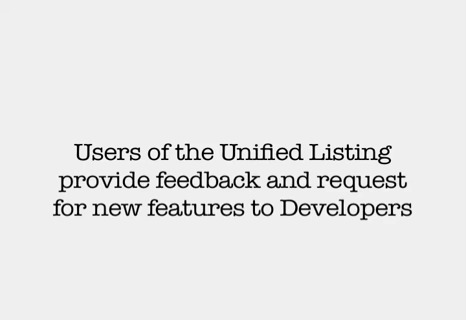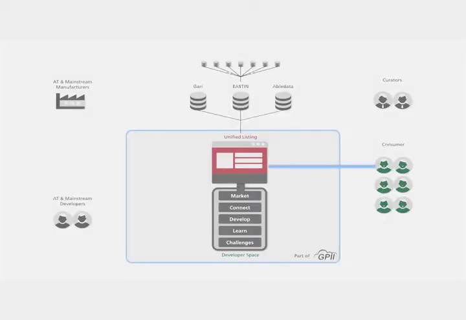Users of the unified listing provide feedback and requests for new features to developers. Users of the unified listing can also leave hints, comments, and tips for developers and other users. There are 3 ways for users to leave feedback. First, when they're searching for products and can't find what they need, they can use a feature on the search page to send a comment to developers and vendors describing the type of product they need and would like to see.